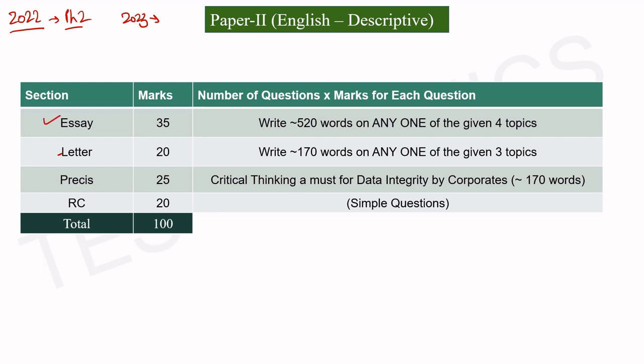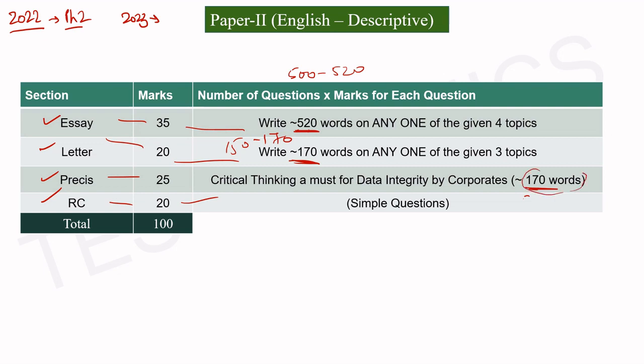There was a question on essay, letter, précis, and reading comprehension. I think this was expected by almost all candidates. The marks devoted to each of them are indicated here, and also the indicative number of words. Right. So this is an approximate number. In some of the essays, I think it was 500 also. So approximately 500 to 520. This was the word limit. Similarly, in letter writing, I think the word limit was around 150 to 170. And similarly for précis, you had to write approximately these many.